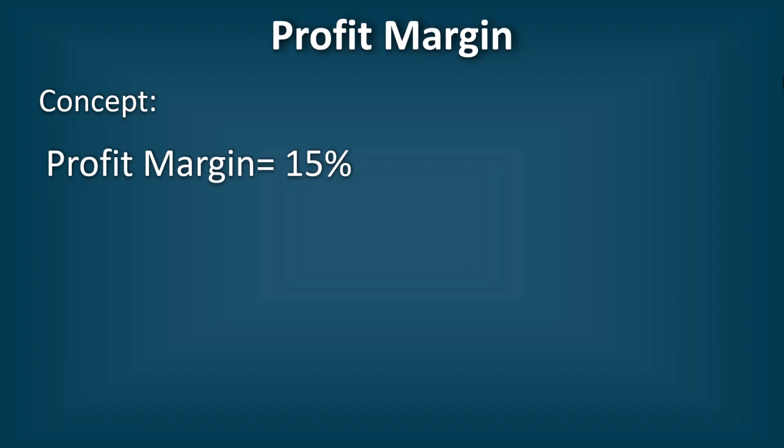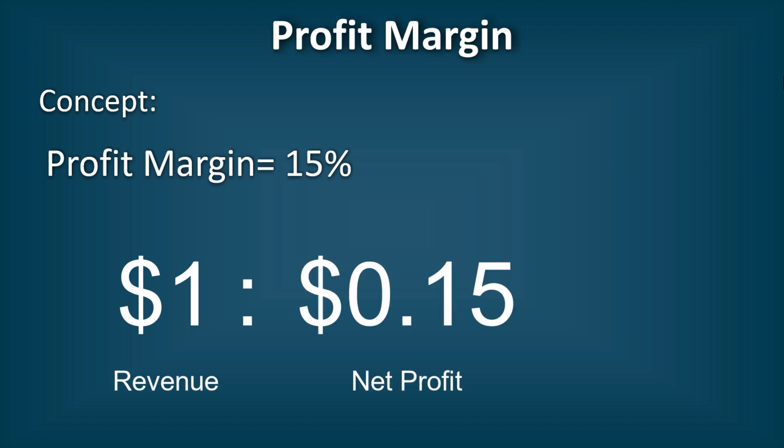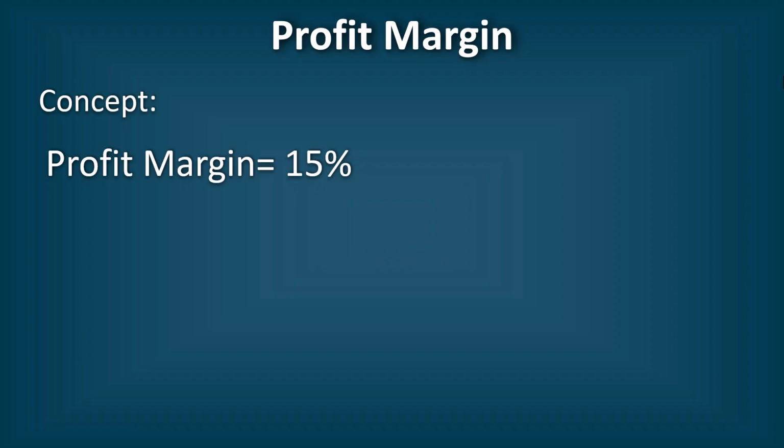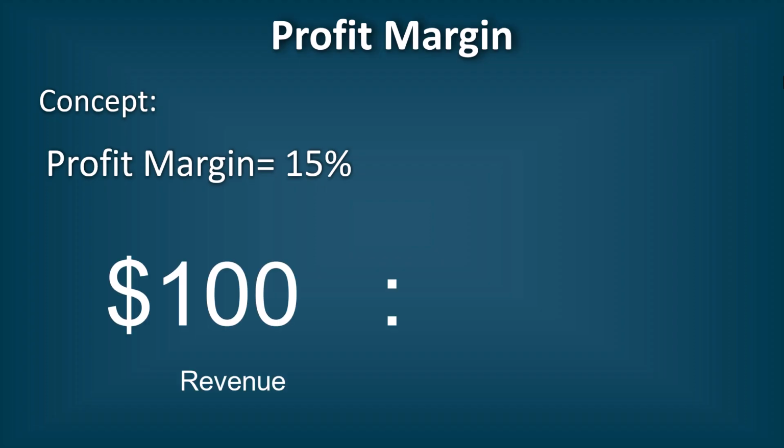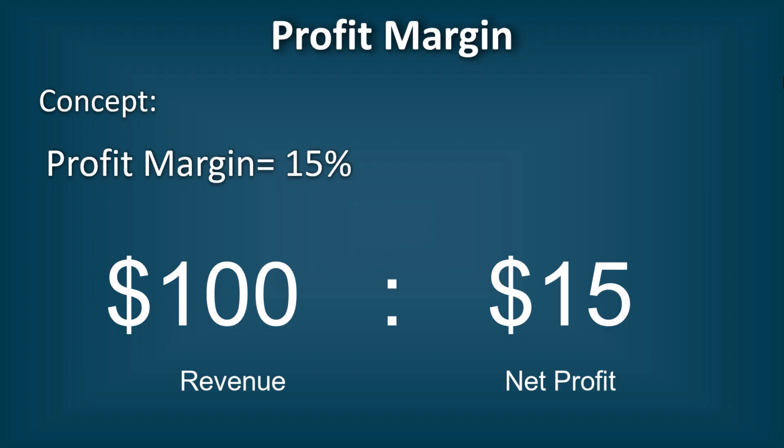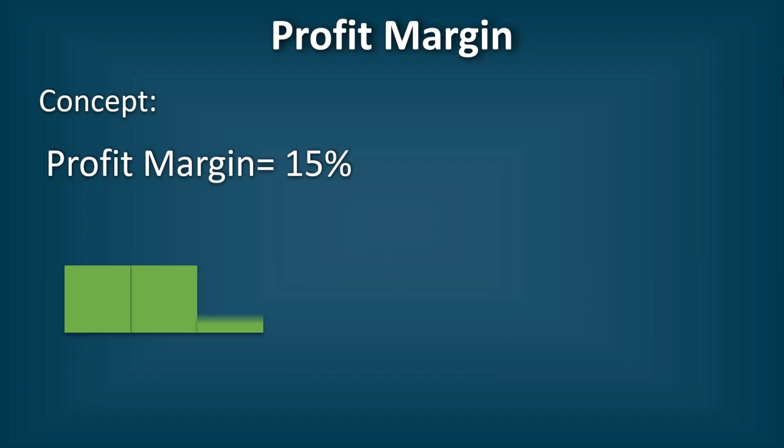In the above example, a profit margin of 15% means that out of every $1 of revenue the company earns, 15 cents is profit. In other words, for every $100 in sales, the company keeps $15 as profit after covering all its costs and expenses. You can think of it this way.